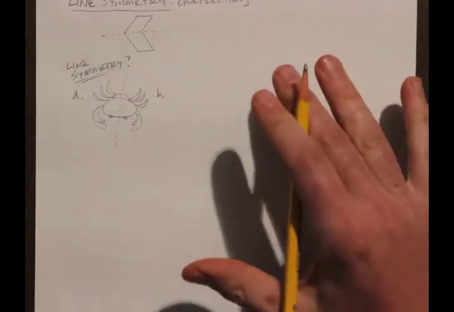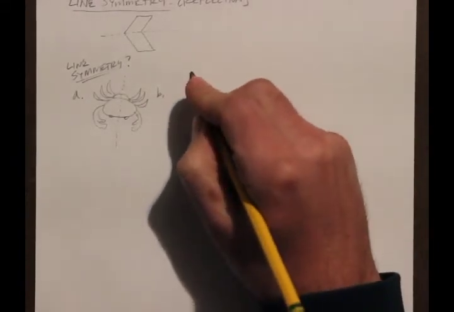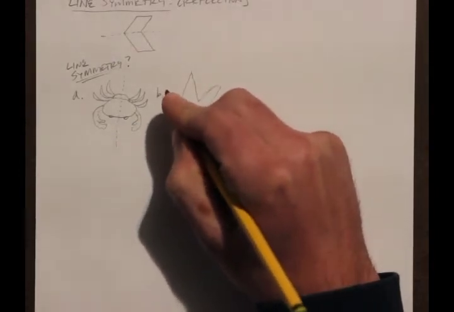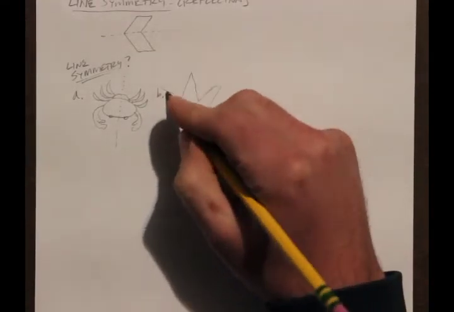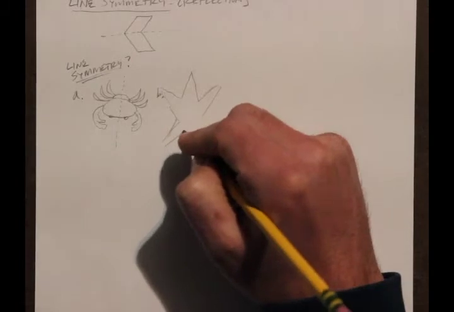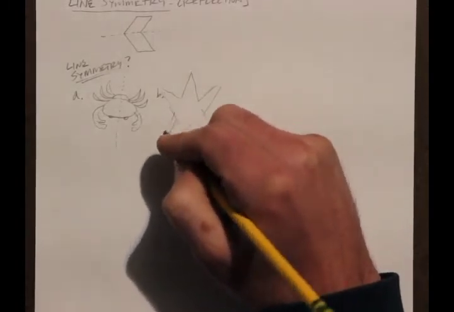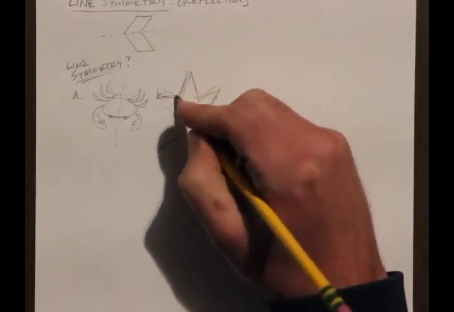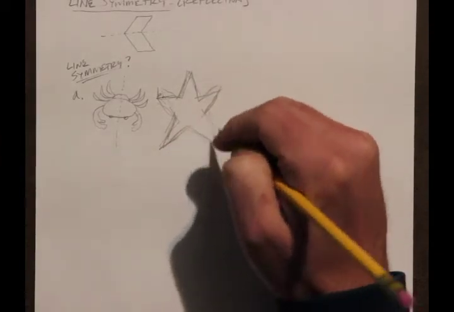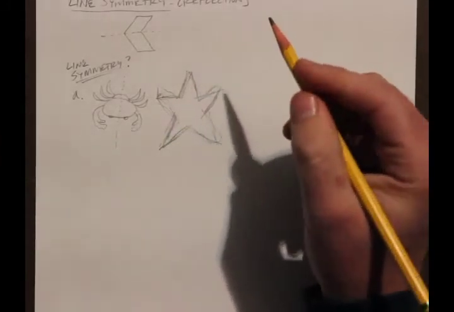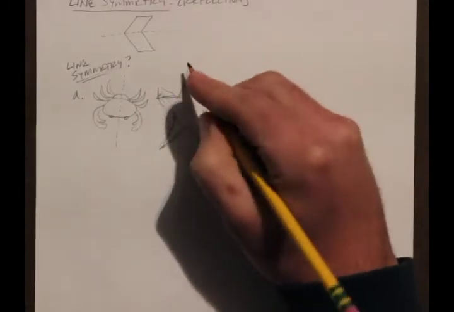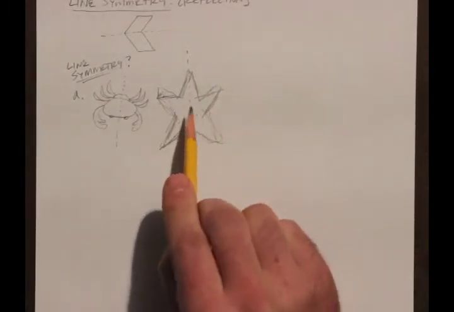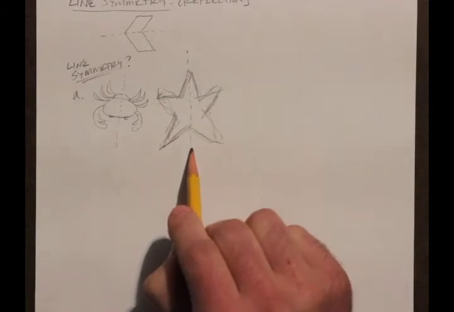How about a starfish? So a starfish looks something like this. Let's draw a star, I guess. There's a starfish, or a star. Now, for a star, if I were to draw a line right here, you can see that this side is a mirror image of this side, so this has symmetry here.